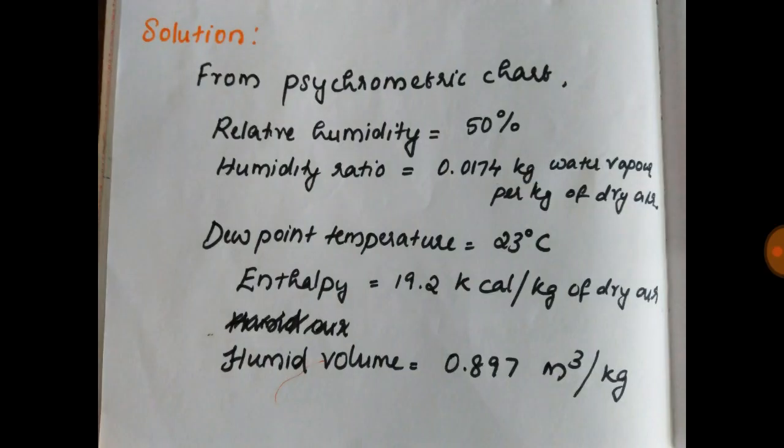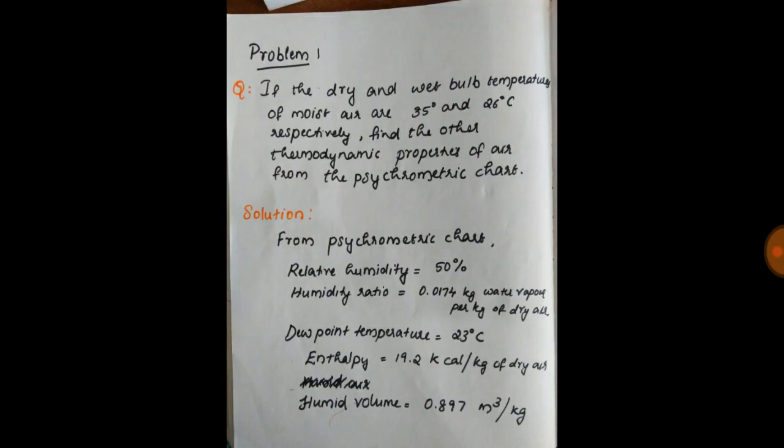So as a result, we get the answer as relative humidity 50%, humidity ratio 0.0174, dew point temperature 23 degrees Celsius, enthalpy 90.2 kilocalorie per kg, and humid volume 0.897 meter cube per kg. So that's the end of the first problem.